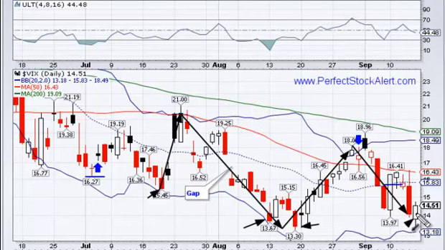I think you can actually go lower, and then sooner or later you may actually get a real bounce. But right now, this is in a clearly defined downtrend. You want to look for a bounce to be a short opportunity.